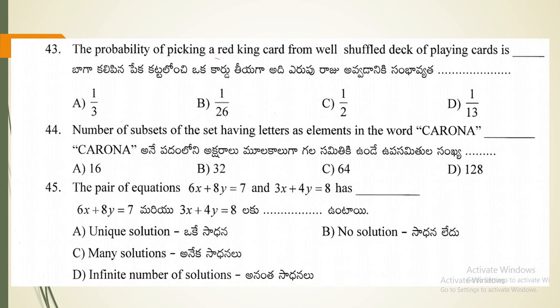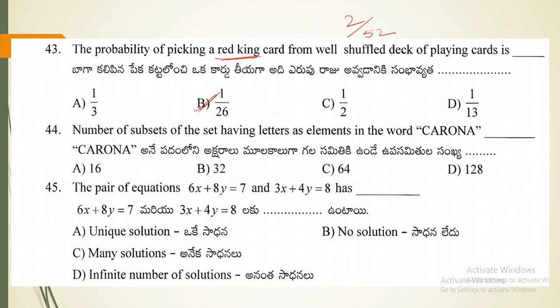Next, moving on to one more question. The probability of picking a red king card from a well-shuffled pack of playing cards. So totally how many cards will be there? 52. Now, how many red kings will be there? There will be 2 red kings. What are those? Diamonds and hearts. So 2 by 52, which is nothing but 1 by 26.